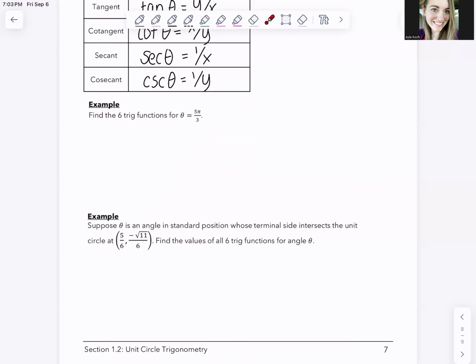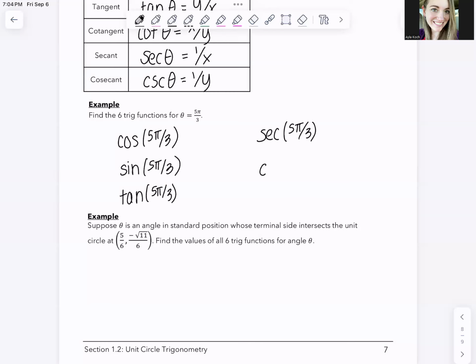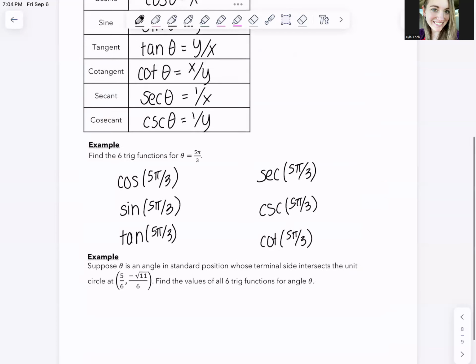Find the 6 trig functions for theta equals 5 pi over 3. So we are looking for cosine of 5 pi over 3, sine of 5 pi over 3, tangent of 5 pi over 3, secant of 5 pi over 3, cosecant of 5 pi over 3, and cotangent of 5 pi over 3. Here's what I want you to notice.